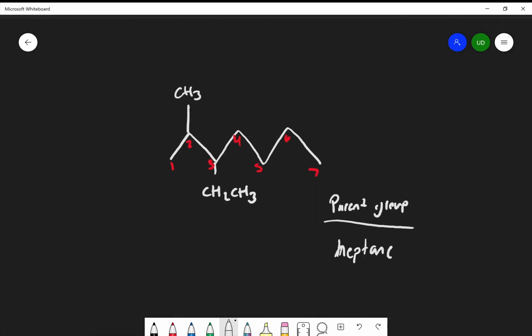So now we get to do the substituents, and there's one on carbon number 2, and this one would be a methyl because there's only 1 carbon present. So it'd be 2-methyl.